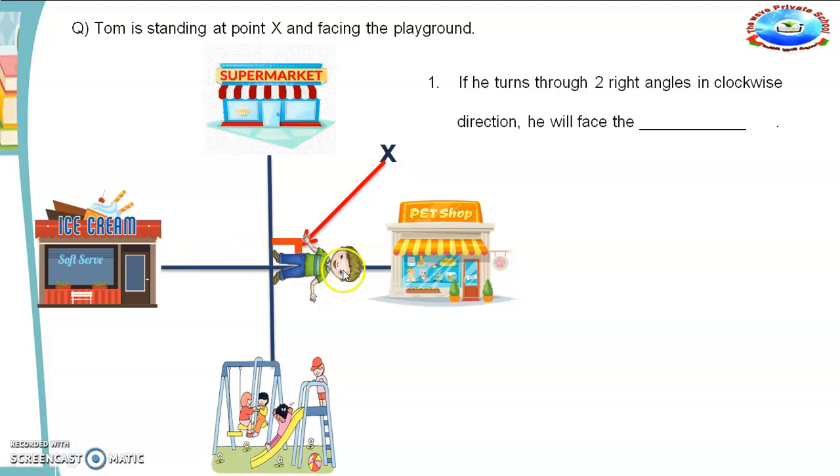We need two right angles. That means we need to turn one more right angle in clockwise direction. The second right angle in the clockwise direction. Now look at this. He turns through two right angles in clockwise direction and now he faces the supermarket. So the answer is supermarket.